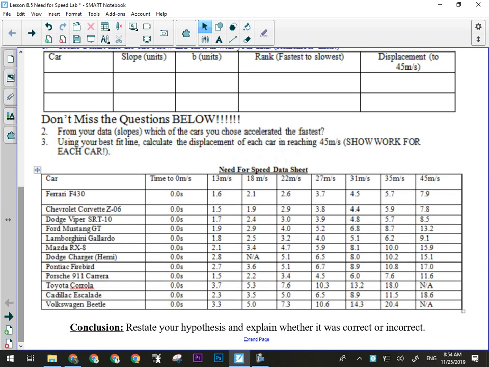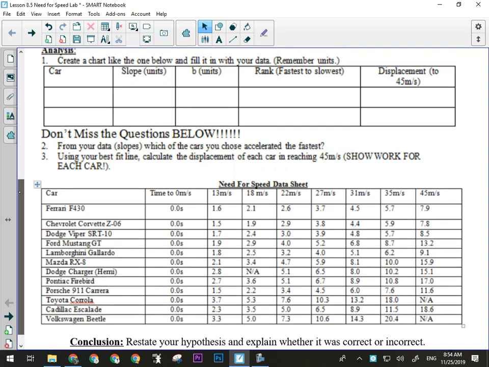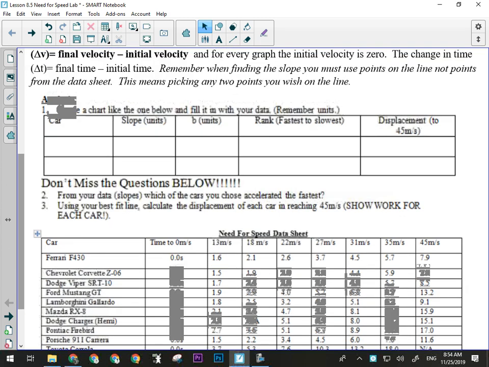So for your analysis, obviously analysis question number 1 is filling in the chart, but then don't forget 2 and 3. They're pretty simple. Well, 3 is a lot of work, but it's fairly straightforward. For number 2, from your data, that is the slopes, which of your cars accelerated the fastest? I just want the name. And then for number 3, using your best fit line, calculate the displacement of each car in reaching 45 meters per second. Show your work for each car. Everybody clear on the expectations there?